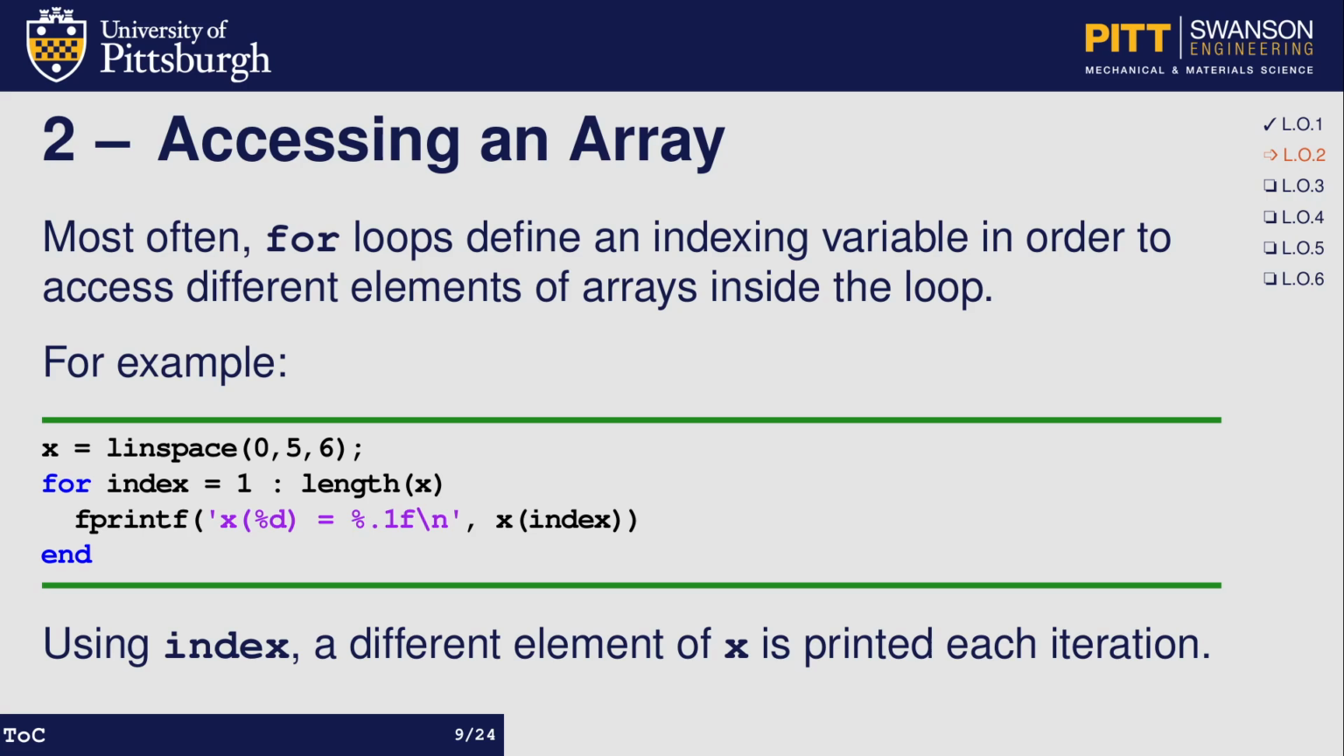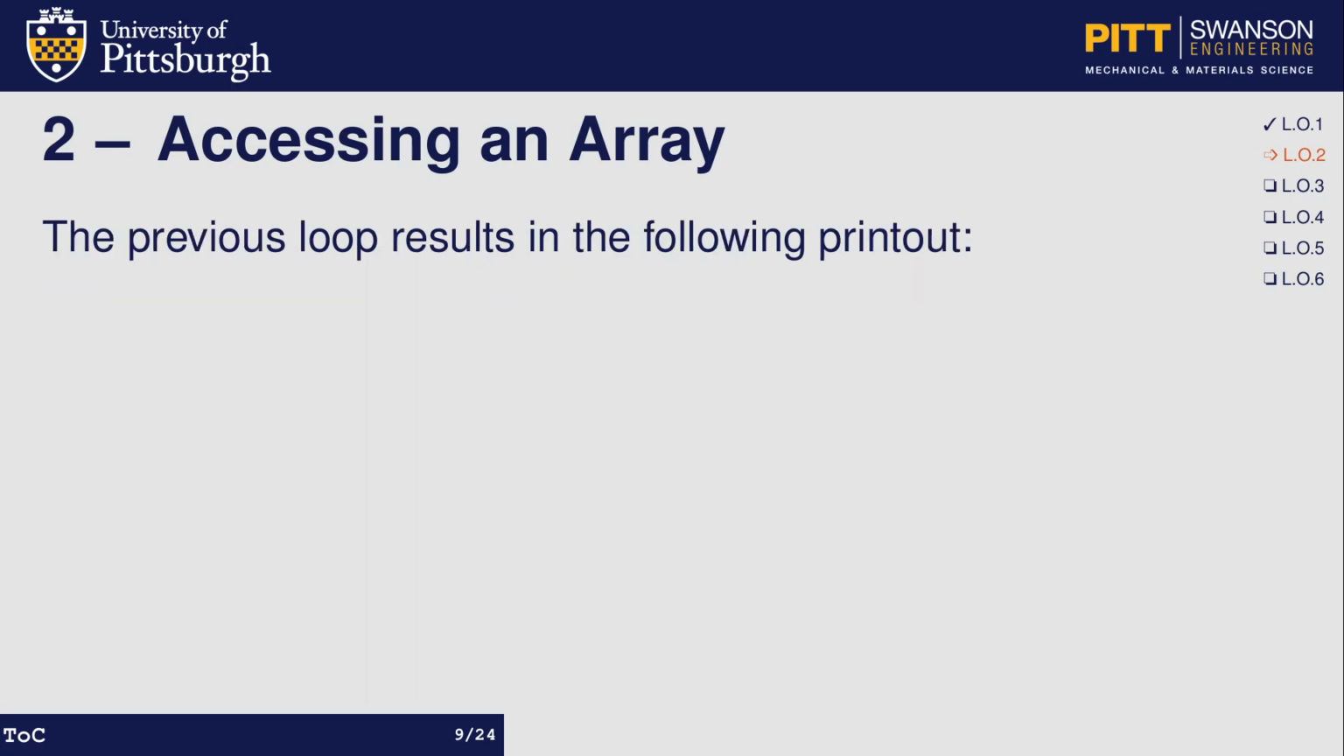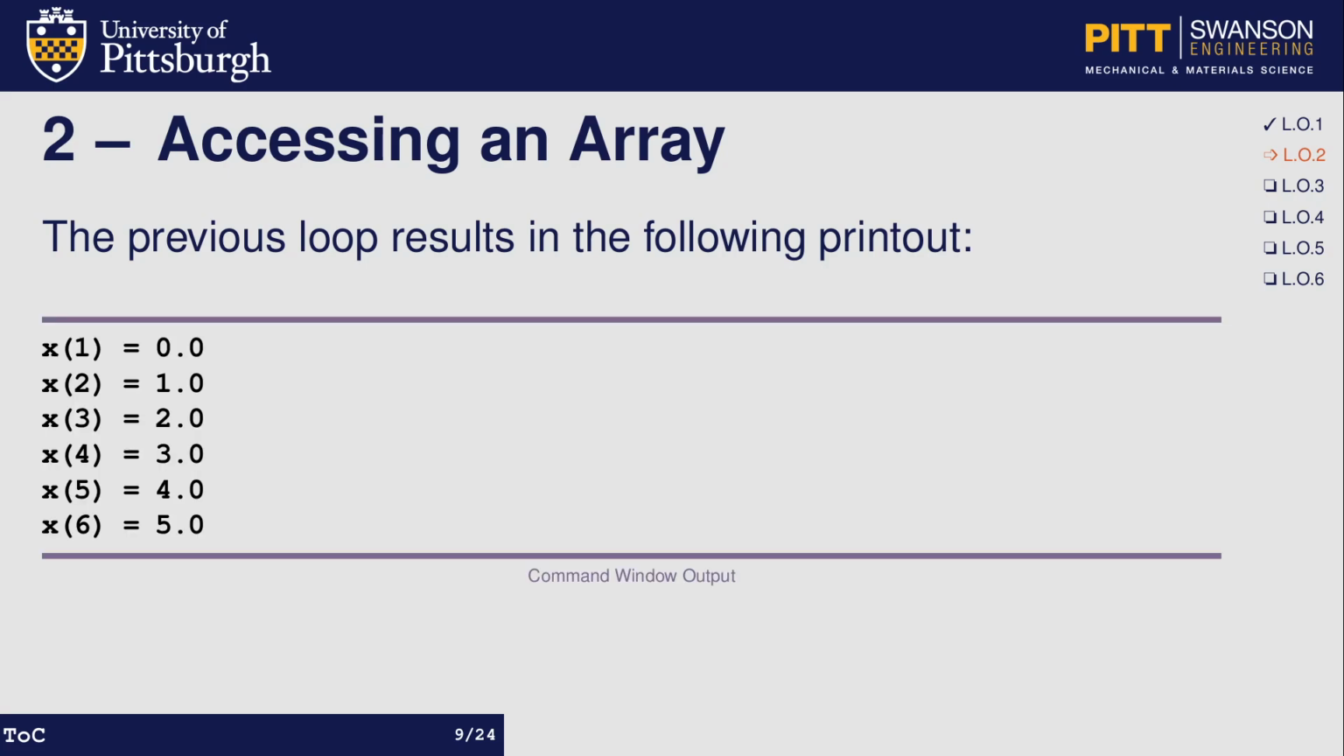The crucial part of this is that by using the variable index, we can access and print a different element from x with each iteration. The previous loop's results are printed out in the following, where each element of the array x was accessed individually.